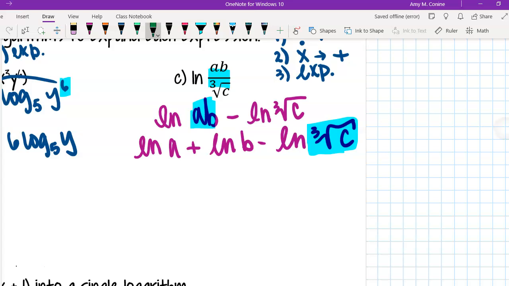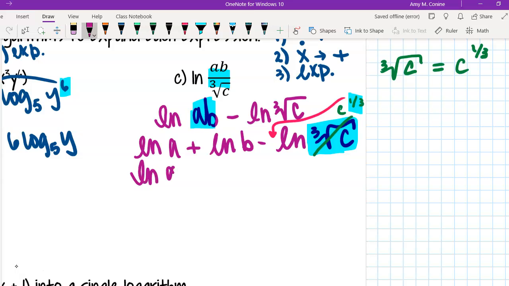When we talked about exponents at the beginning of the year, we could say that a cube root could also be written as 1/3. So if this cube root could be written as c to the 1/3, then it could also be brought out front of our term, and that property that we just learned of bringing the exponent out can be applied. So now we have natural log of a plus natural log of b minus 1/3 the natural log of c. And that's simplified. If we had numbers or an e or something, then we would need to take care of that.